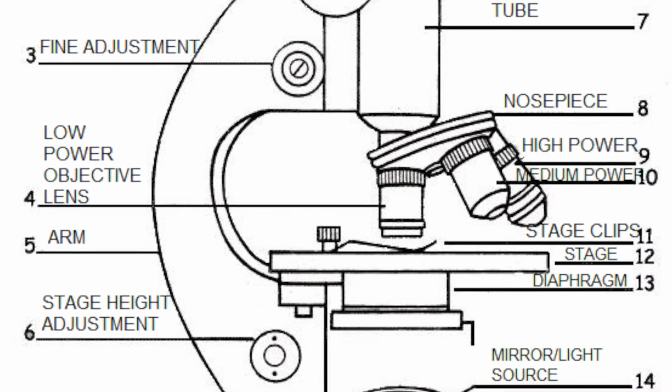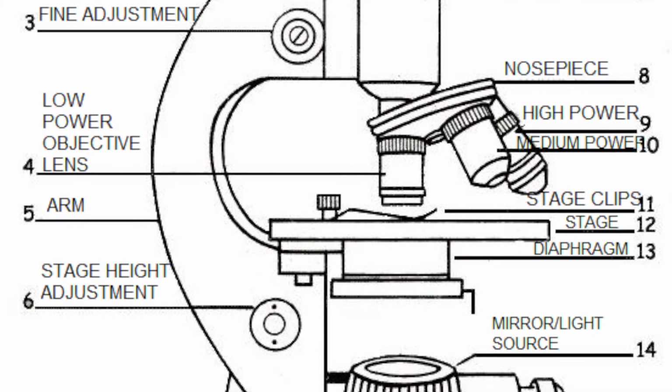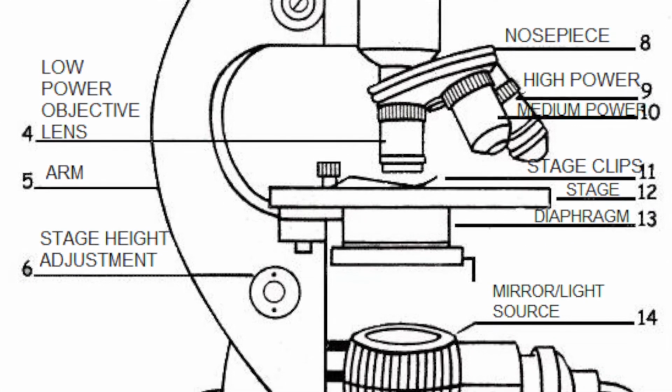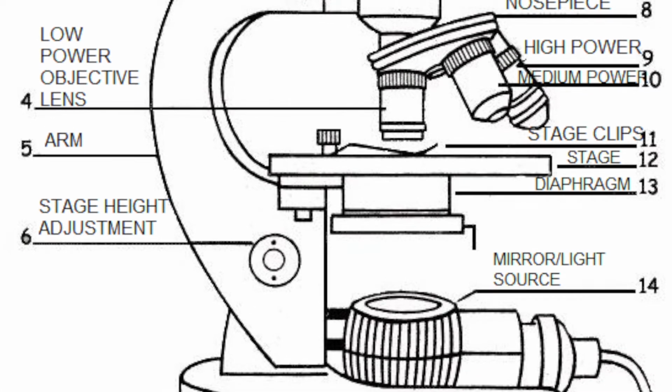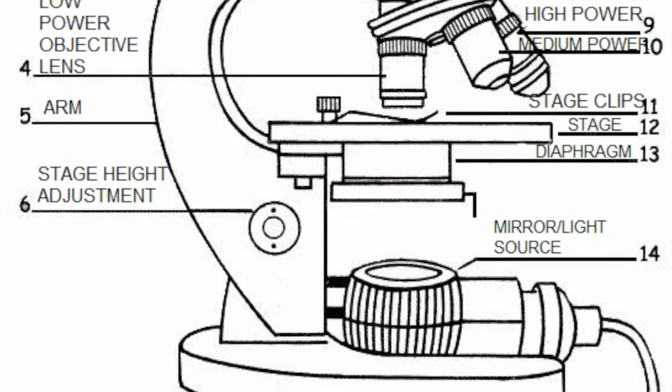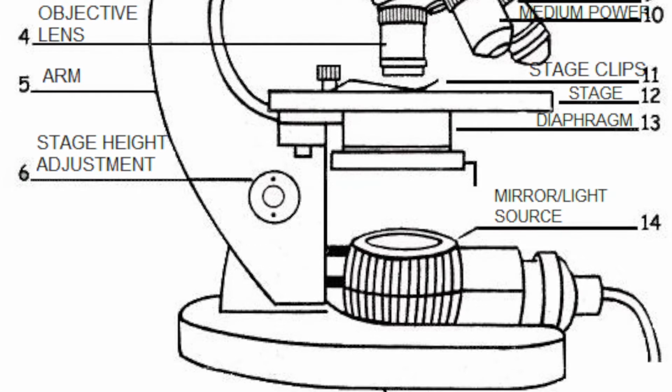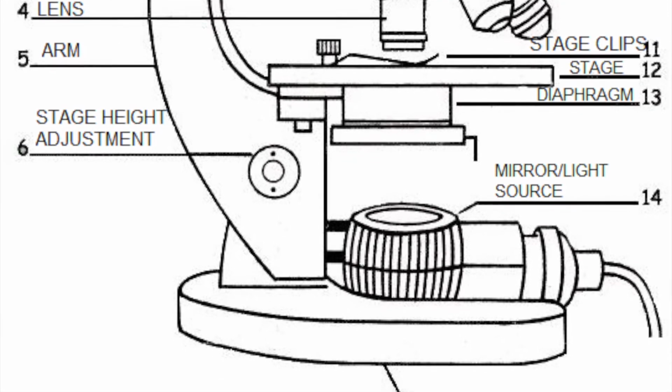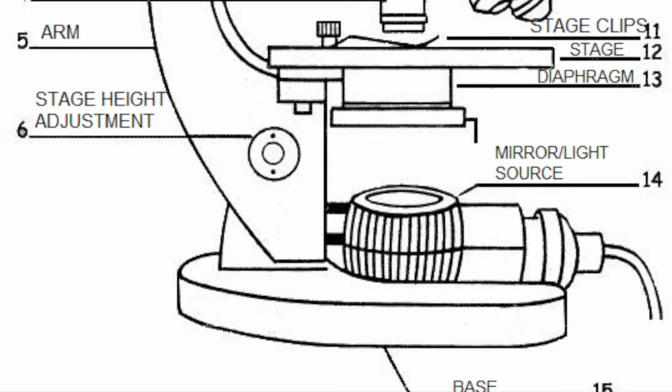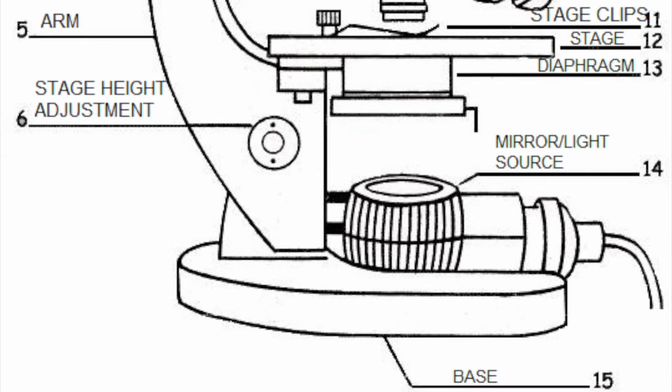The stage is the piece that the slide sits on. The light source is where the light comes from. The base is what holds the microscope. The diaphragm adjusts the amount of light that goes into the slide. The coarse adjustment knob adjusts the stage, and the fine adjustment knob adjusts the height of the stage.